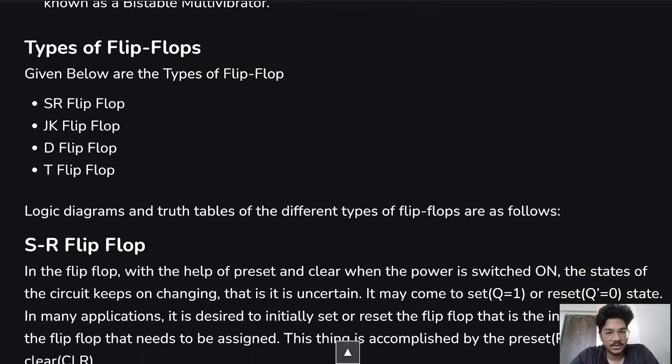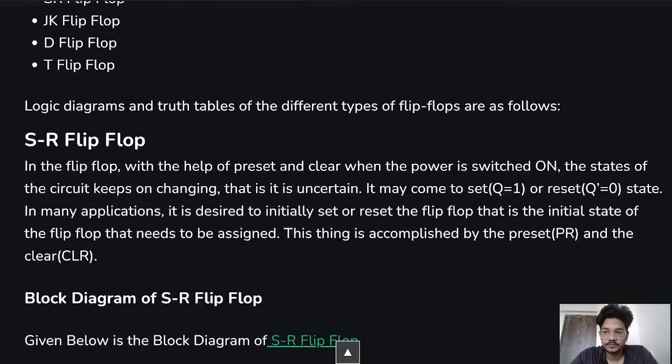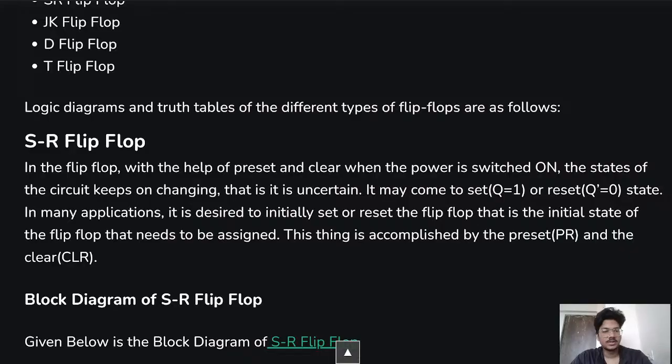So, the types of flip flops are the same as for latches: SR (set reset), JK, D, and T. The SR flip flop helps to preset and clear when the input is switched on. One is set and another is reset. It is designed to set or reset the flip flop to its initial state.